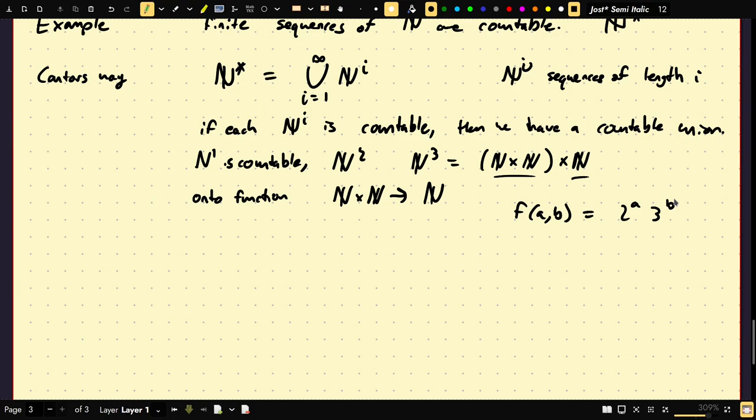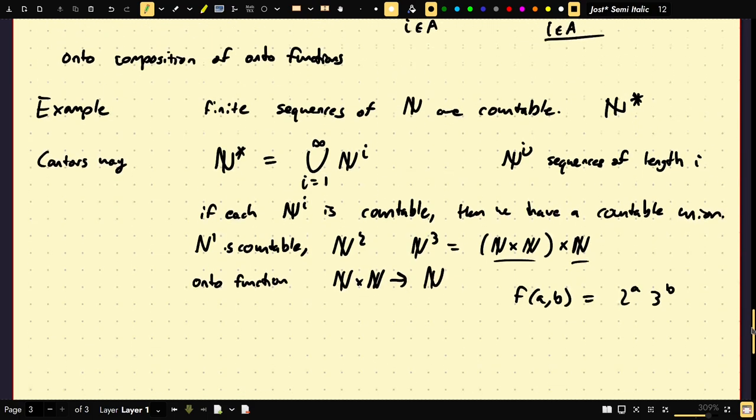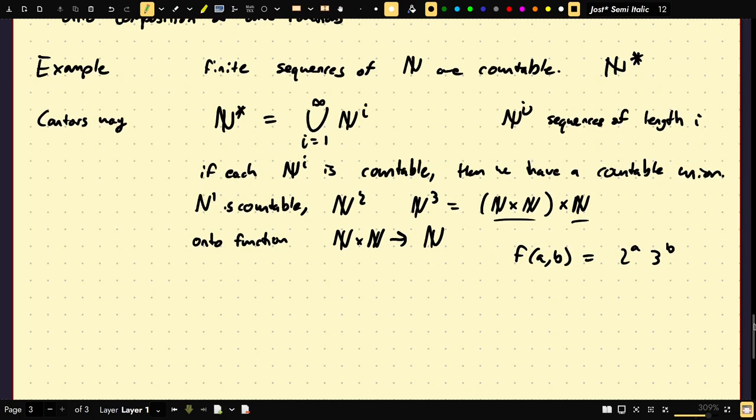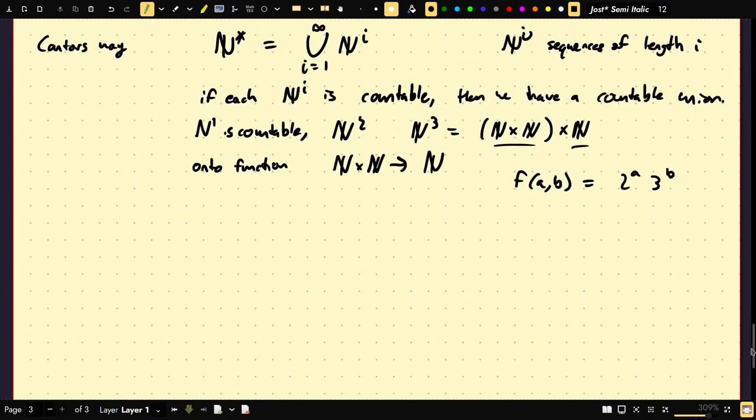So each Cartesian product of countable sets is countable. Therefore, each N_i is countable. Therefore, we have a countable union of countable sets. Therefore, N star is countable, and we're done. This is sort of Cantor's way of doing this question. So finite sequences of integers are all countable.